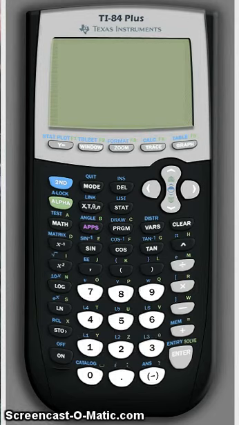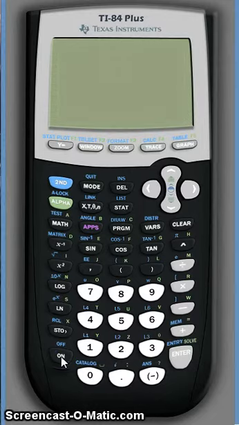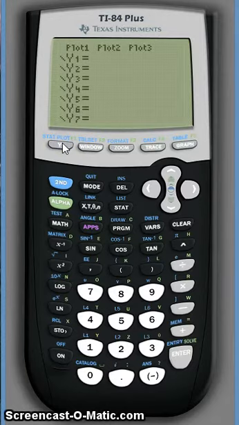Hello everyone. For today's lesson, we'll be looking at a few transformations of functions, specifically linear and quadratic functions. To begin, you'll need to turn on your calculator and go to the y equals screen.